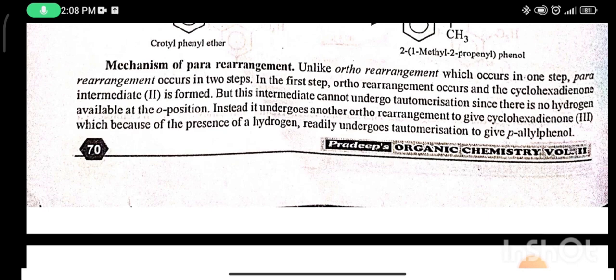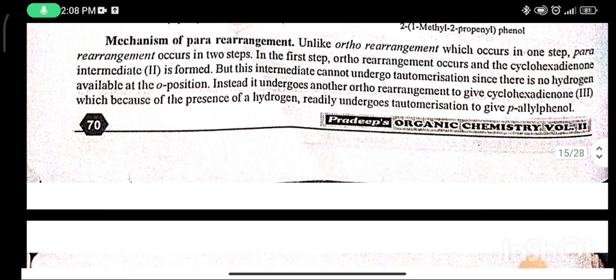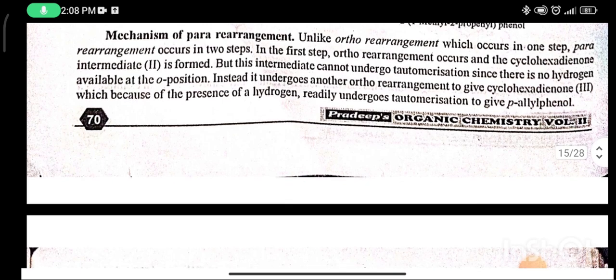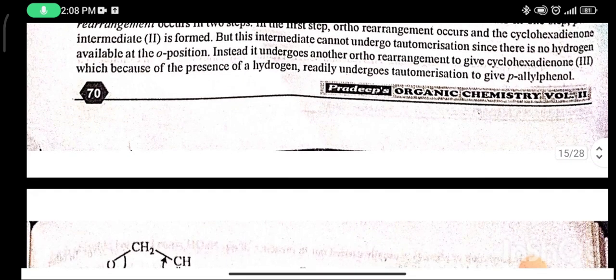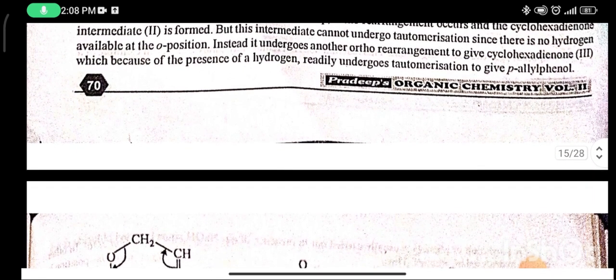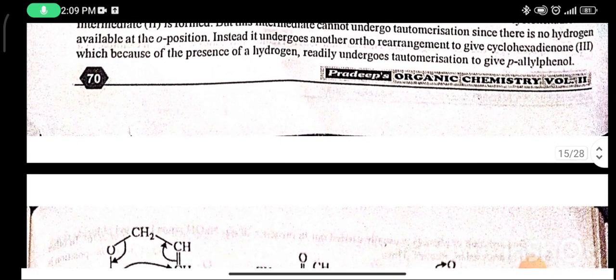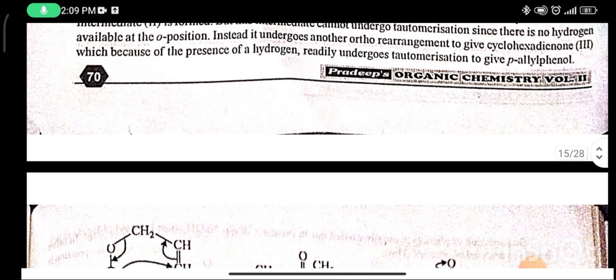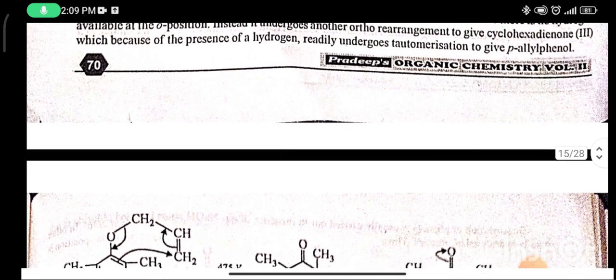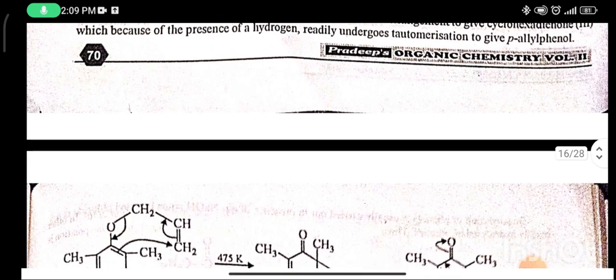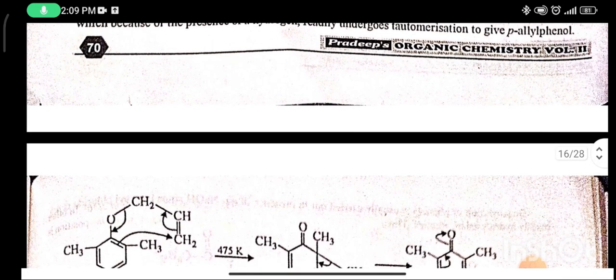Mechanism of para rearrangement. Unlike ortho rearrangement, which occurs in one step, para rearrangement occurs in two steps. In the first step, the ortho rearrangement occurs and cyclohexadienone intermediate 2 is formed, but this intermediate cannot undergo tautomerism since there is no hydrogen available at the ortho position. Instead, it undergoes another rearrangement to give cyclohexadienone, which, because of the presence of hydrogen, readily undergoes tautomerism to give para-allyl phenol.